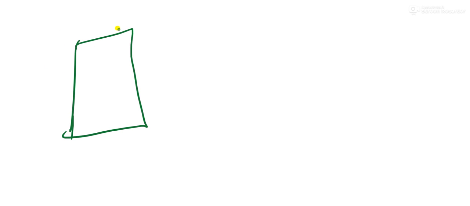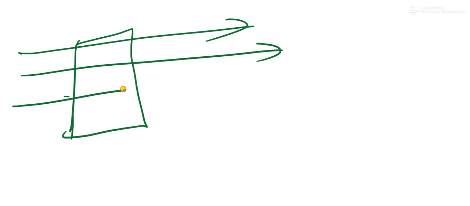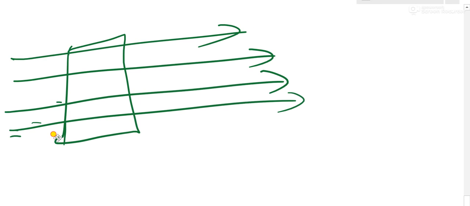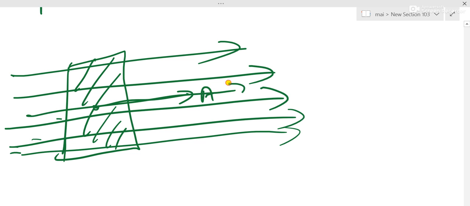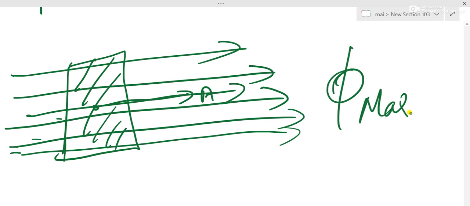I consider a rectangular loop like this. Electric field will be pointing like this. The uniform electric field direction will be this side, so the area vector will be this side. Area vector is always perpendicular to the area. Here the area vector and electric field are in the same direction, so flux will be maximum.